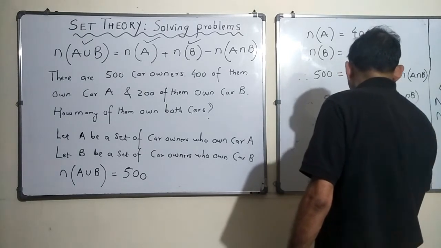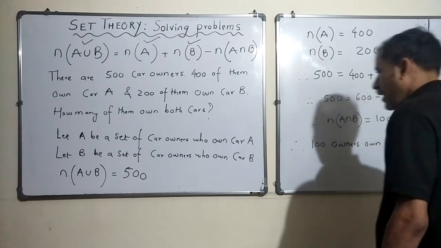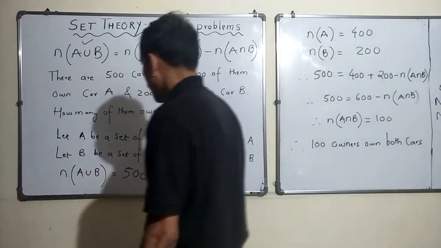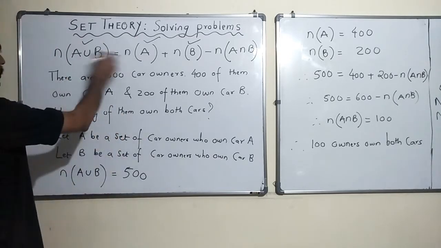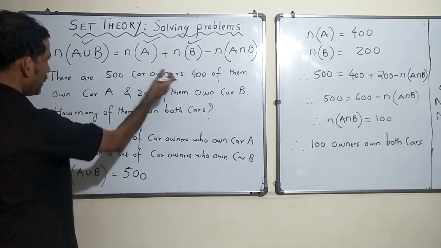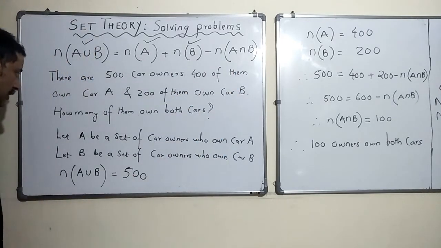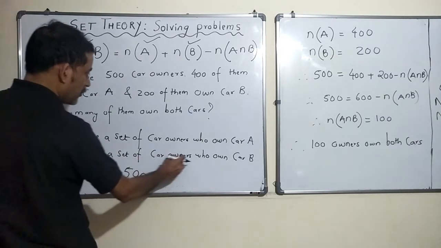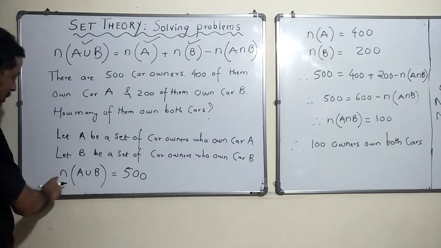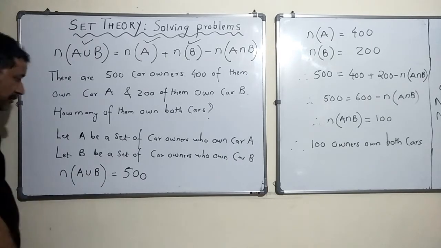own both cars. I hope children you understood this. Give it a thought. Okay. So I used the same formula. I used A and B, car A, so that we can use the same formula and substitute. Alright. So let A be the set of car owners who own car A. Let B be the set of car owners who own car B. Right. Then the number of elements of the set A union B is 500.